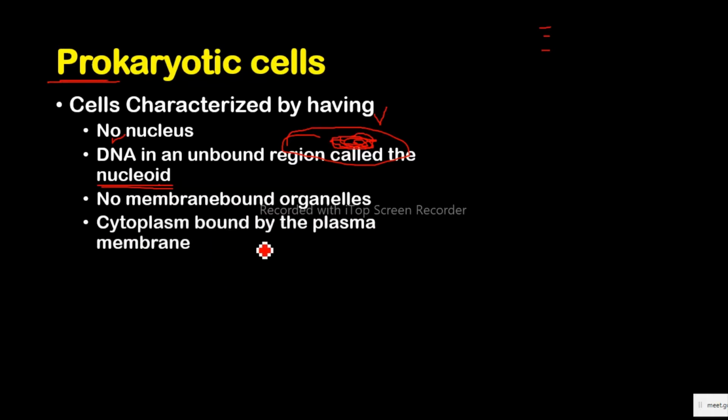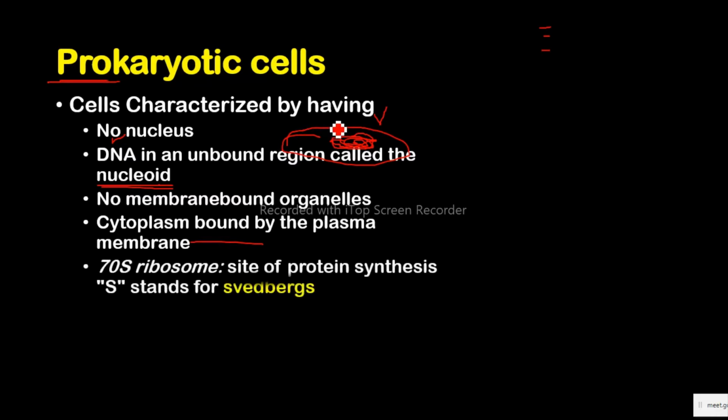Number three, the cytoplasm is bound by a membrane. This one is almost the same as in eukaryotic cells. You have a cytoplasm, and the cytoplasm is enclosed within a membrane. So that is one of the characteristics.